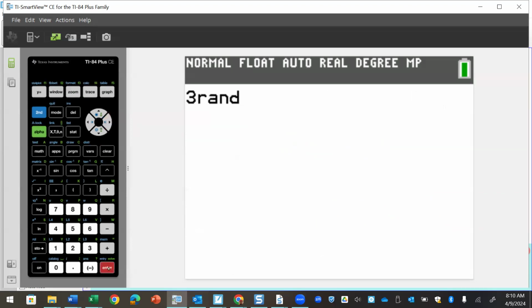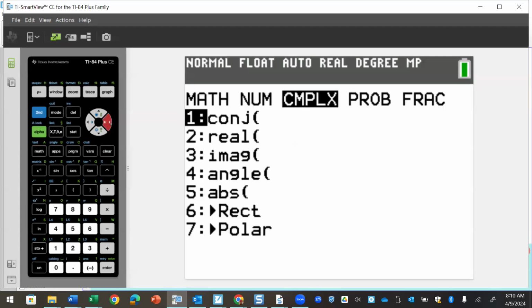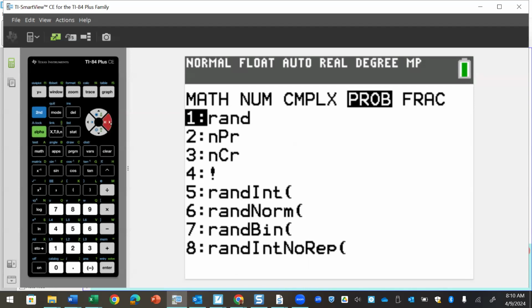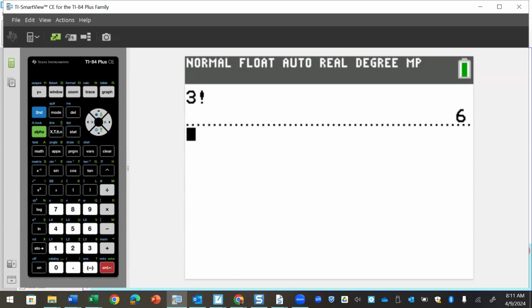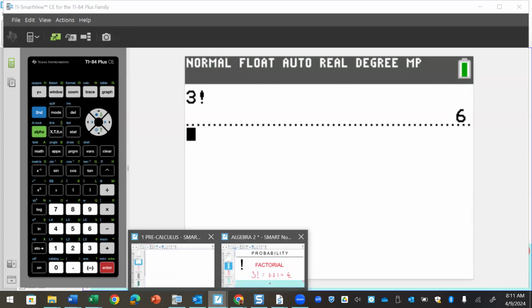Oops, I'm sorry. Try that again. Math, probability. And where is it? Not number 1, but number 4. Okay, while I got this menu up, you're gonna be using nPr, nCr, and the exclamation point in this chapter. So these 3, know where they are. And if you hit that, it should say 6. Okay, easy enough, right?